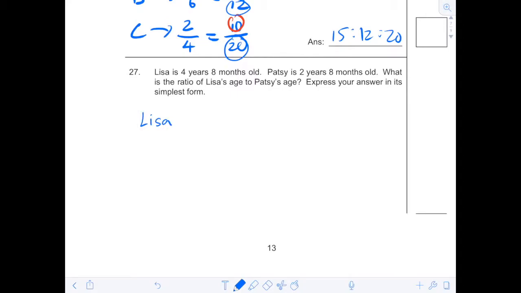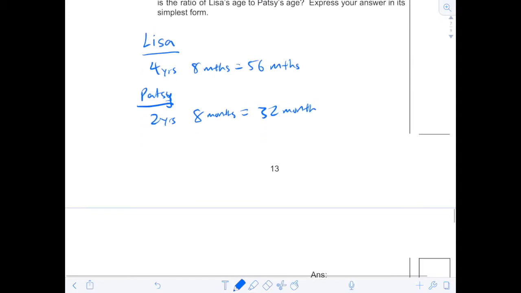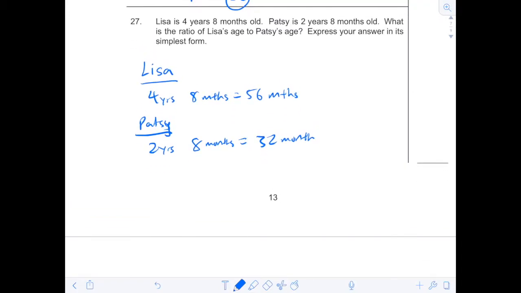For Lisa, 4 years 8 months equals 4 times 12 months in a year, which is 48. 48 plus 8 is 56 months. Now for Patsy, you've got 2 years and 8 months. In 2 years there are altogether 2 times 12, which is 24 months, plus the 8 months, you get 32 months. Now you've got these two. When you want to compare them, what's the ratio of Lisa's age to Patsy's age? Lisa is 56, Patsy is 32.